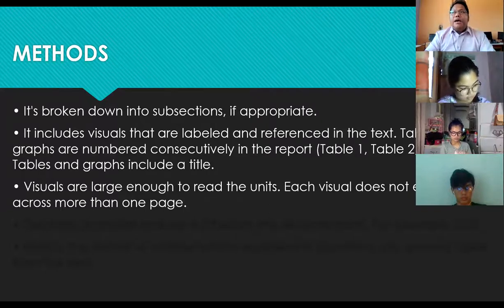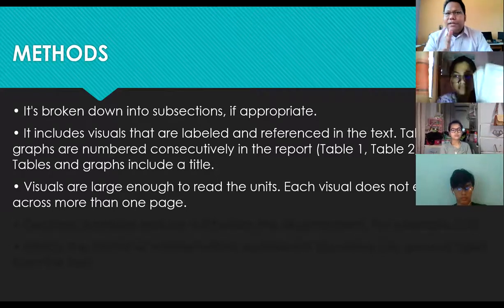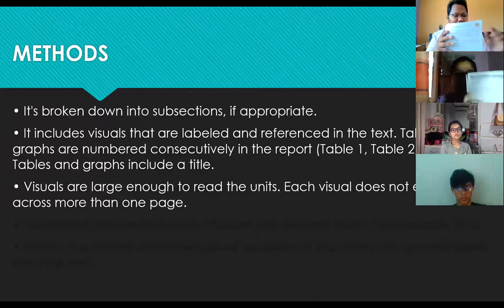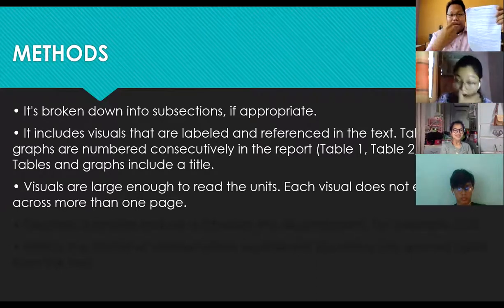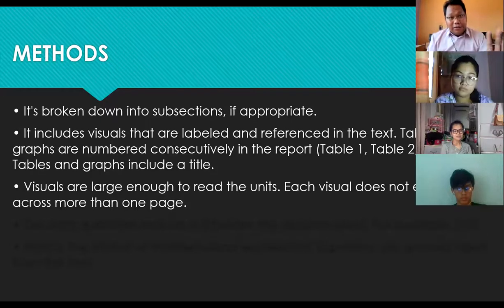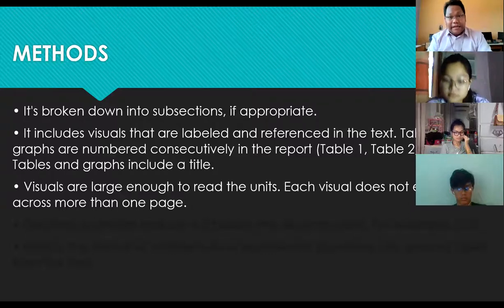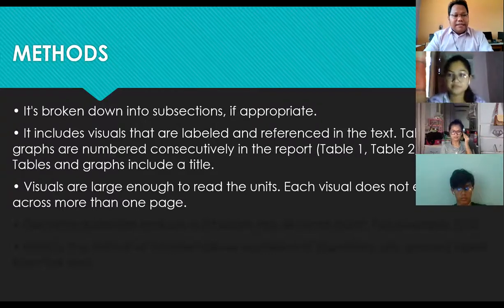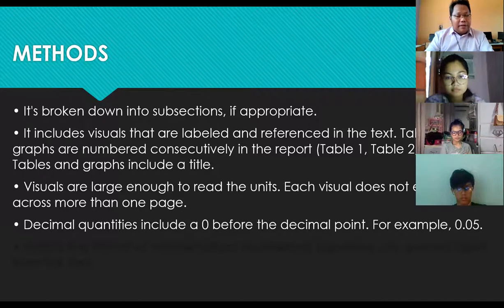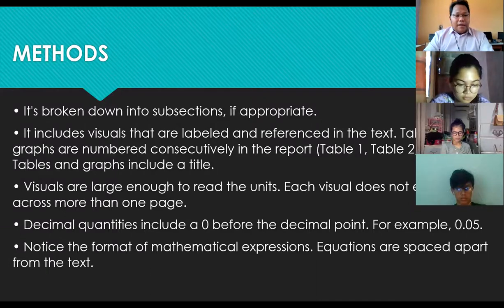This is probably an issue that we were not able to fully resolve back in your page format. Remember, whose study was that? I think it was yours, right? Now the table consumed an entire page. As much as possible here, we will avoid situations like that. Besides, if we can create subsections, then again, we go with the subsections. Decimal quantities include a zero before the decimal point. For example, you have 0.05. Then you also have a format for mathematical expressions, and equations are spaced apart from the text.